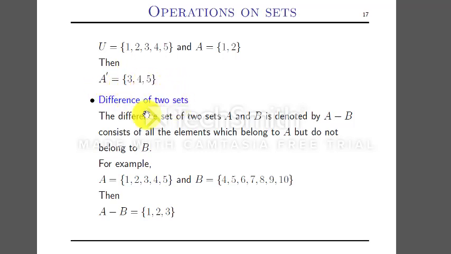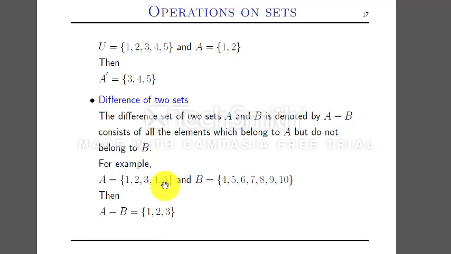Difference of two sets. The difference set of two sets A and B, denoted by A minus B, consists of all the elements which belong to A but do not belong to B. For example, A is the set containing elements 1, 2, 3, 4 and 5. B is the set 4, 5, 6, 7, 8, 9, 10, and we have to find A minus B. Then we will remove all the elements of B which lie in the set A.